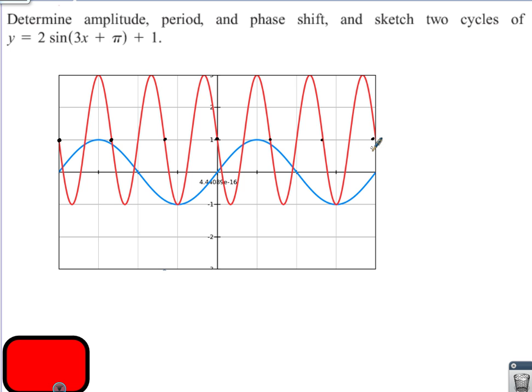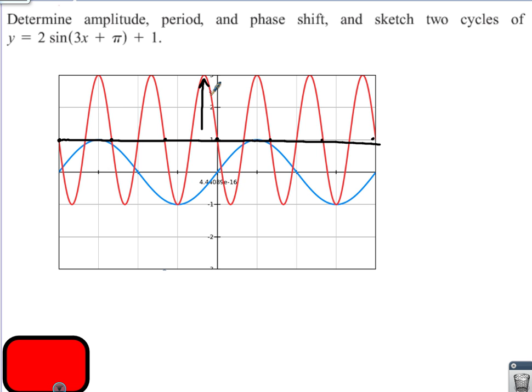Now, the original I sketched 2 cycles of, but I'm an overdoer. I wanted to impress everybody about my ability to sketch things. So I sketched 6 cycles. And you see there everything that we just found. You see the amplitude, and the way I find amplitude is I find that point of equilibrium and I see how tall it is from there. In this case, my amplitude would be 2.